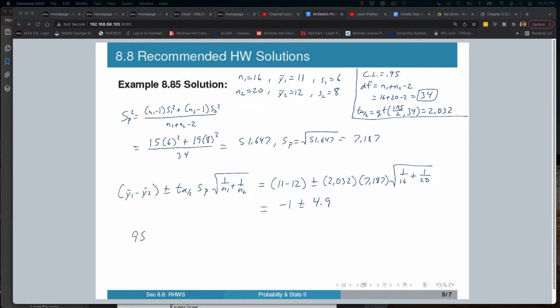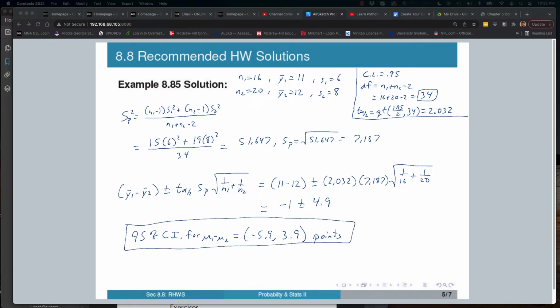So our 95% confidence interval for mu sub 1 minus mu sub 2 is equal to -5.9 to 3.9. And those are points. We don't know whether, we just know they're points. All right, points in reduction. So there's really not a significant difference between either group, since we went from negative to positive. So always recall that. It doesn't look like either drug was significantly better at reducing over the other.